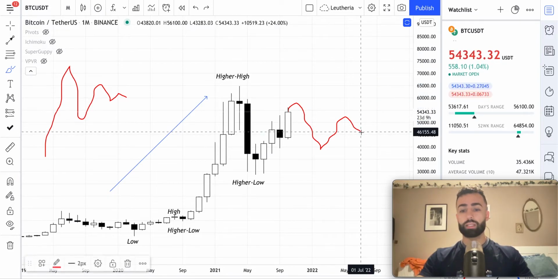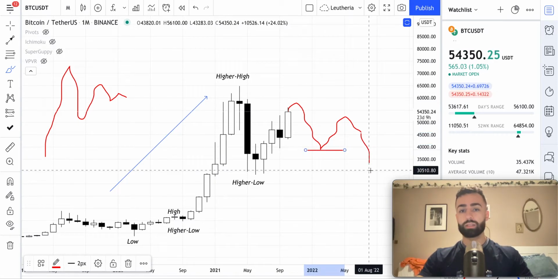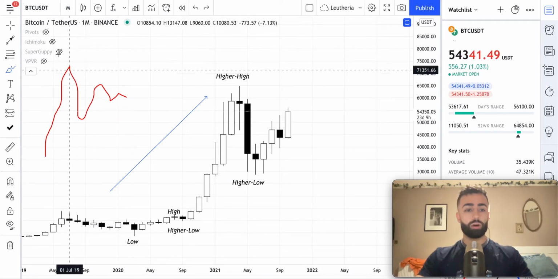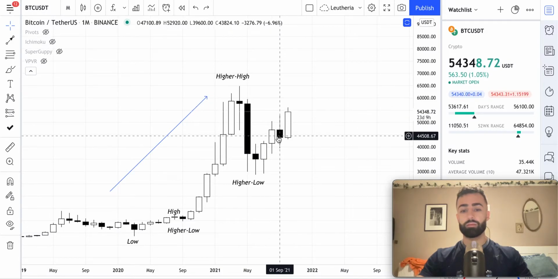If we see a break to the downside with a break of a lower low, that is when we are going to see continued downside in the coming months. So I'm looking forward to seeing how Bitcoin's price action develops on this monthly time frame in the coming months.